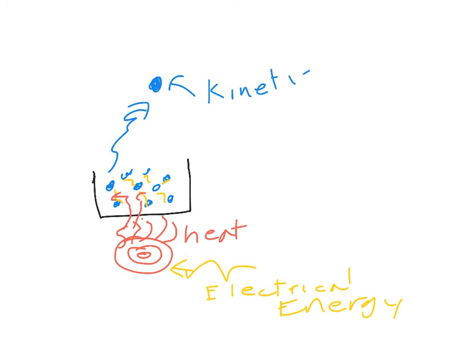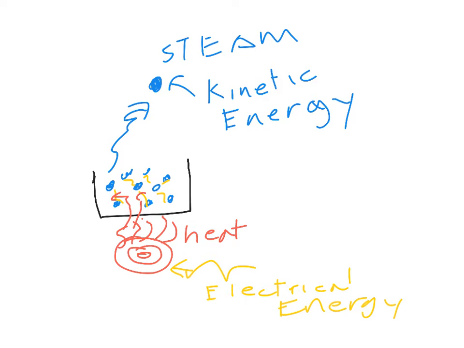When the water molecule gains enough kinetic energy, it leaves all the other water molecules behind and enters the gas phase as steam. And steam is simply water molecules with enough kinetic energy that they don't have any attraction for any other water molecules. Kinetic energy, by the way, in case you didn't know, is the energy of motion.